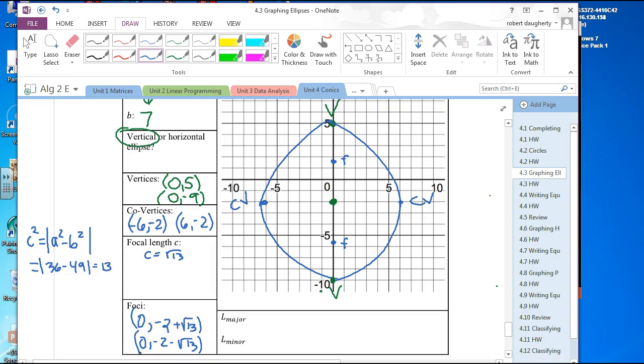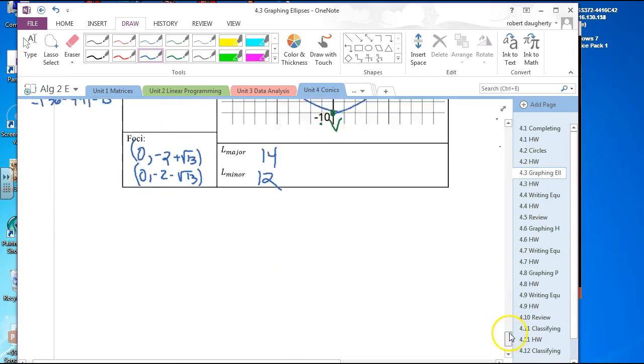Okay. What's the length of the major axis? 14, and the length of the minor is 12. And there we go. And that is it.